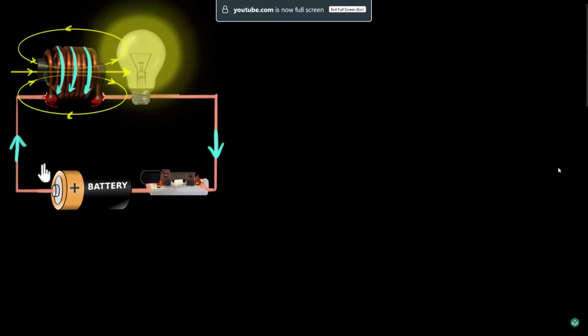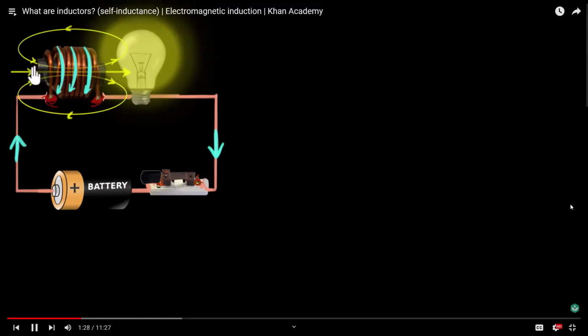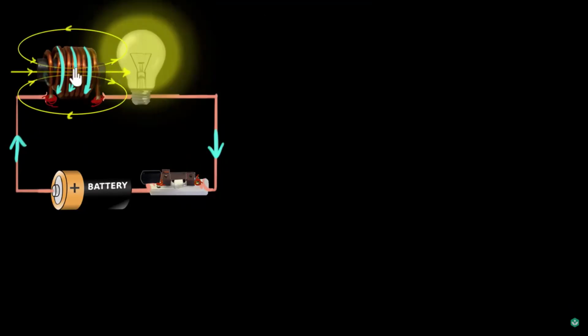The current is going to increase, which means the magnetic field that is produced over here also tends to increase. This means the flux is increasing. And we know from Faraday's law that whenever there is a change in the flux, the coil will induce an EMF trying to oppose that change. So over here in this coil, there will be an EMF induced opposing that change in flux.